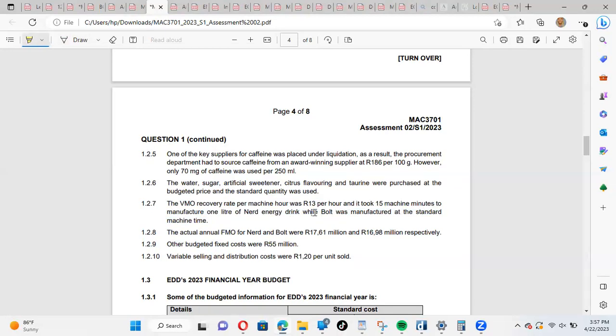Why do you put a disclaimer now and say according to my understanding? You are right, English is difficult. So we only did the first part there. I think the other one only applies to NED. So Bolt is manufactured at the standard machine time. You are right. So what was the standard machine time for Bolt?